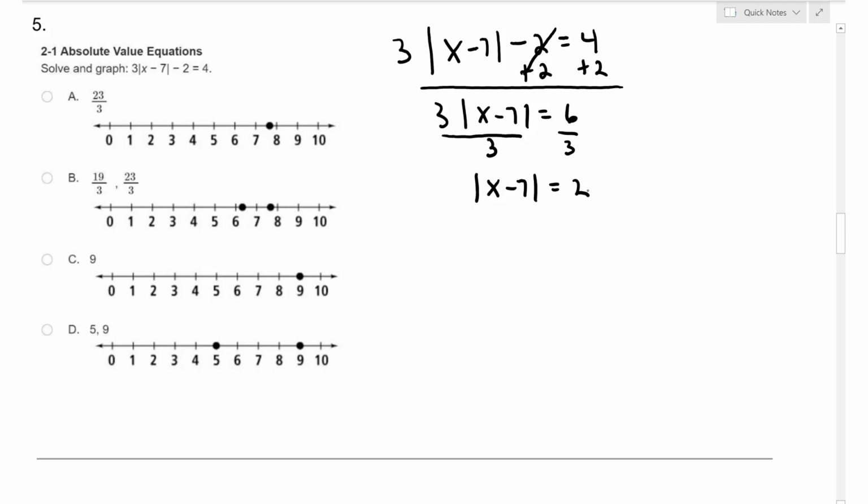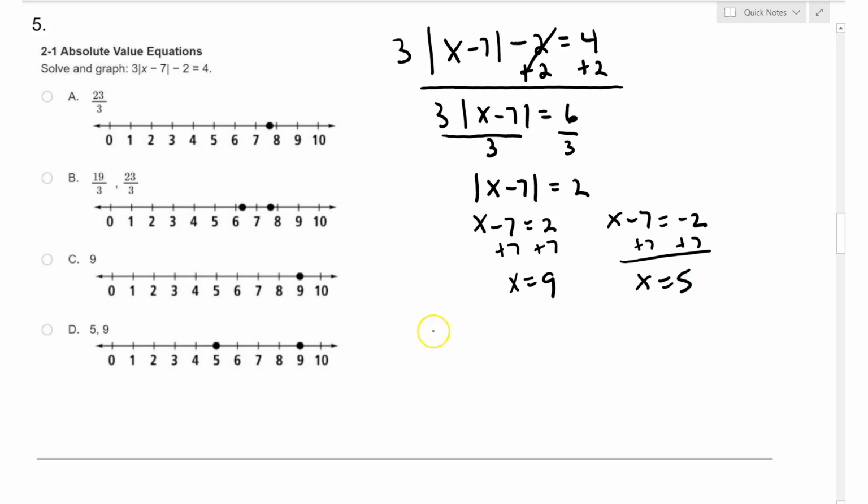Now we can go ahead and come up with our 2 solutions. So we have x minus 7 is equal to 2, and x minus 7 is equal to negative 2. You add 7 to both sides. So x equals 9. Add 7 to both sides. So you have x equals 5.